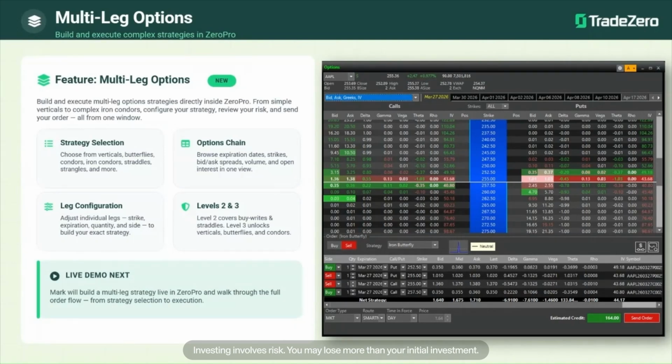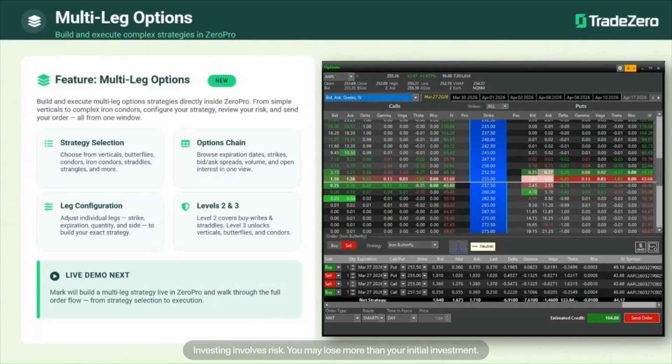Just to cover some key functionality within multi-leg options in Zero Pro, here's the options chain we all know and love. For the strategy selection, you can select between your single legs, your verticals, butterflies, condors, and then the iron variants of those strategies. So the iron butterfly, the iron condor, the straddle, the strangle, right? We're going to talk about setting up a strangle and then also an iron condor later on in a demo. You have the options chain. Again, I'm sure you'll all be very familiar with it.